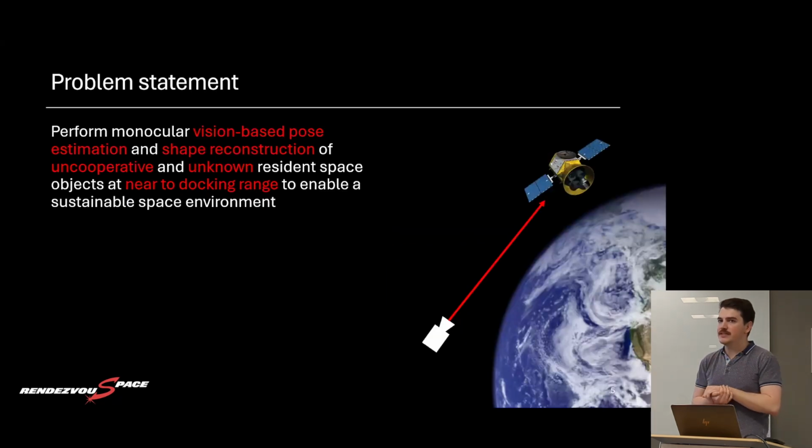Because of this, my problem statement is derived as follows. We want to perform monocular vision-based pose estimation and shape reconstruction of uncooperative and unknown resident space objects at near true docking range to enable a sustainable space environment.